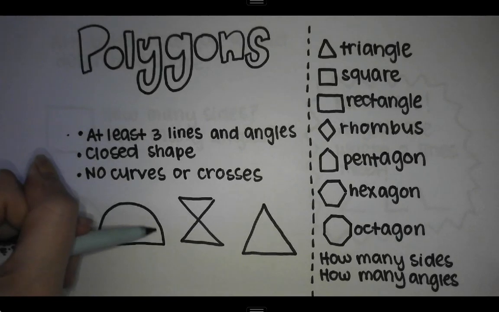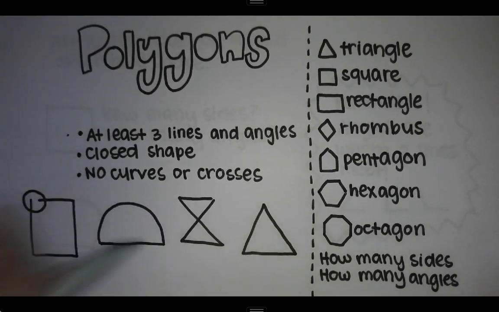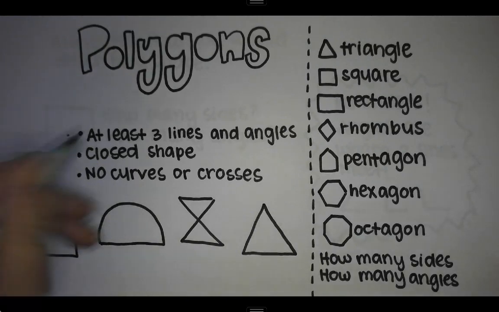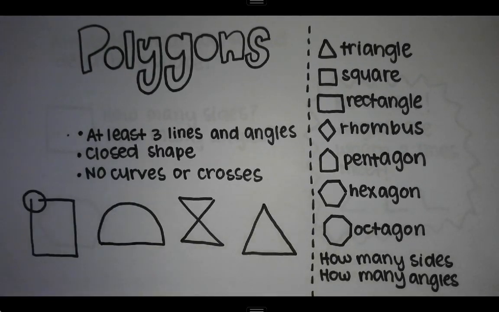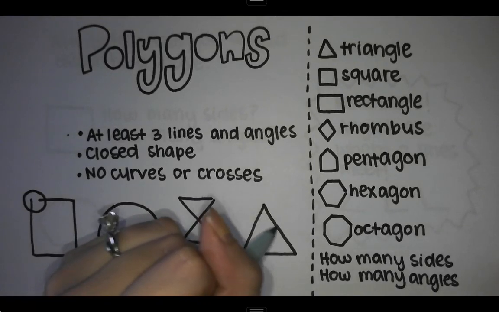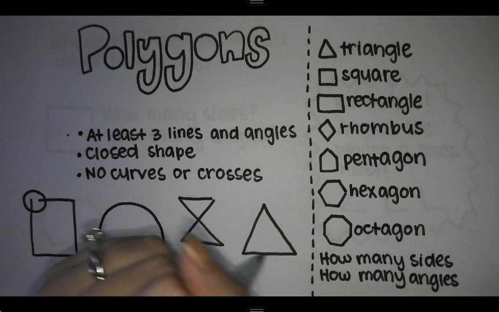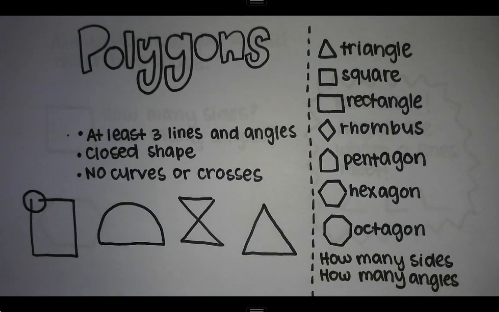So see how this line curves and these lines cross? That means that it's a no-go for a polygon. So if I look at these shapes, I know that this one is not a polygon. This one is not a polygon. This one is not a polygon. But this one has 1, 2, 3 sides, 1, 2, 3 angles. So it is a polygon.